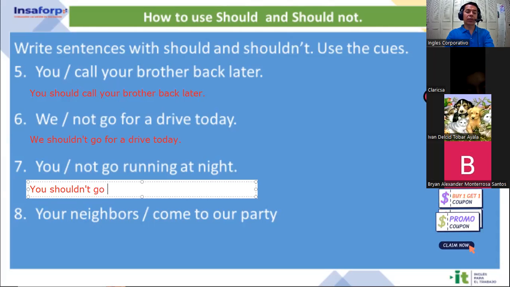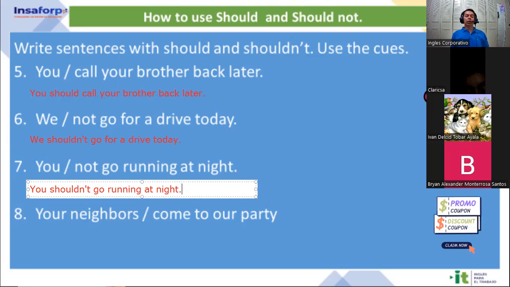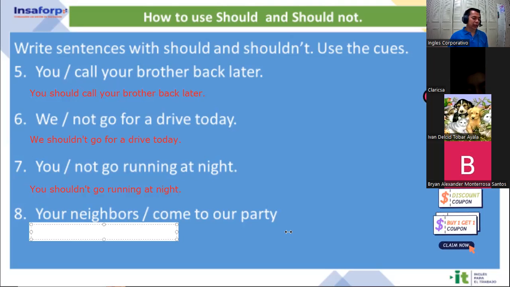Go running at night. You shouldn't go running at night, right? Muy peligroso. Lo puede atropellar un carro o le pueden asaltar o algo. Entonces, you shouldn't go running at night. Thank you very much, Brian.